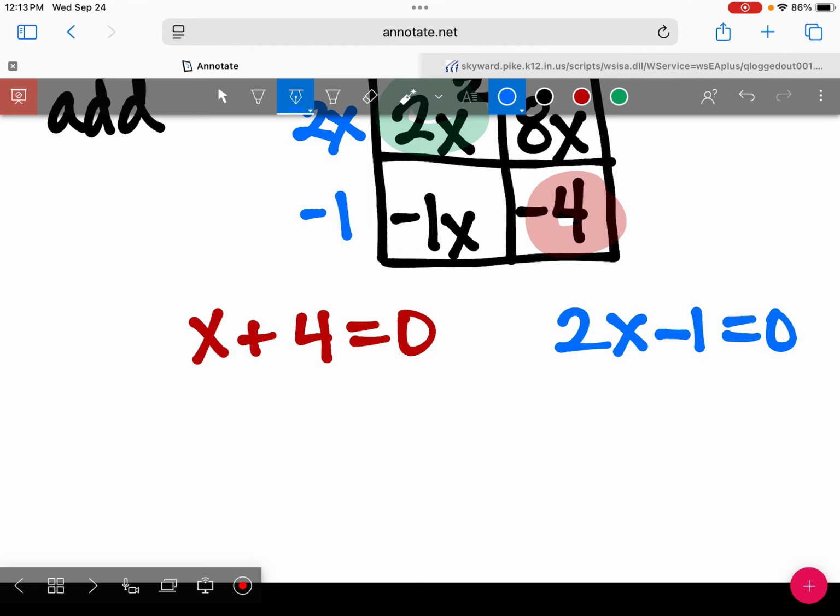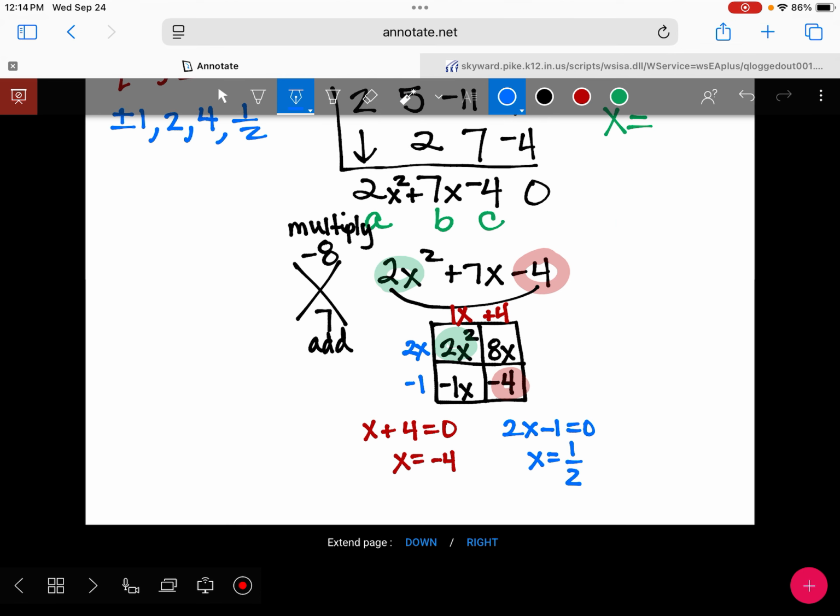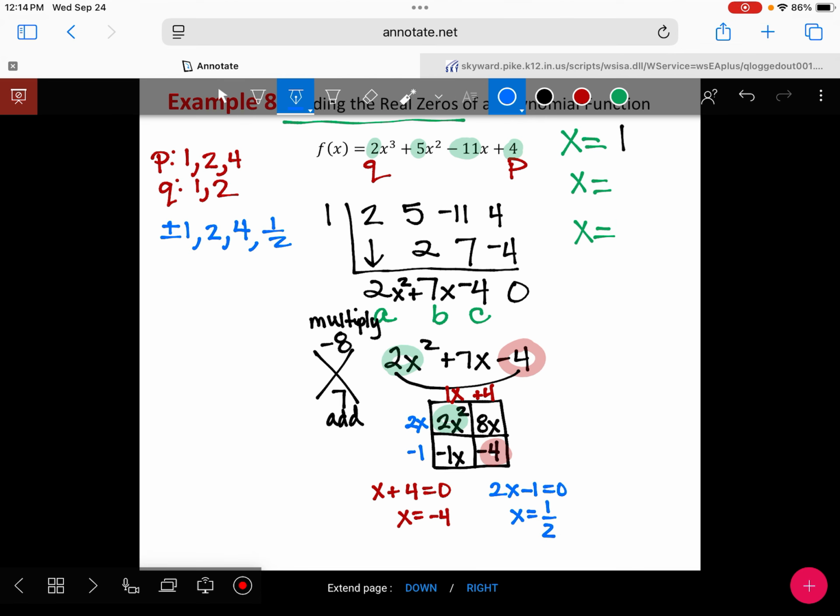So your next answer is -4. And my final answer is +1/2. And if we look, those are the answers that we had. We had those as possibilities. And that's it. We found all 3 answers. Any questions?